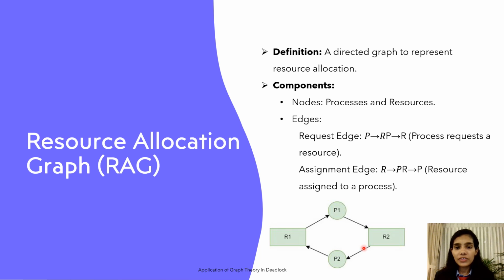One key concept in graph theory is the resource allocation graph. A resource allocation graph shows resource allocation and requests in a system. It consists of nodes and edges. Nodes represent processes and resources, and edges are of two types, a request edge and an assignment edge. A request edge indicates a resource request, and an assignment edge indicates a resource has been allocated. For example, if we have two processes P1 and P2 and two resources R1 and R2, the graph will depict how the resources are allocated or requested by these processes.